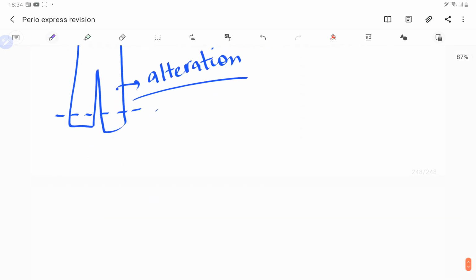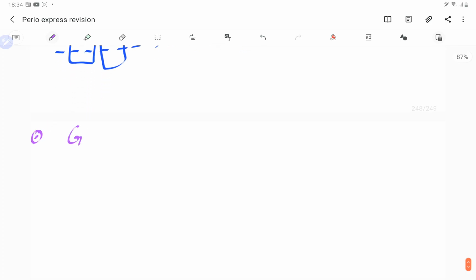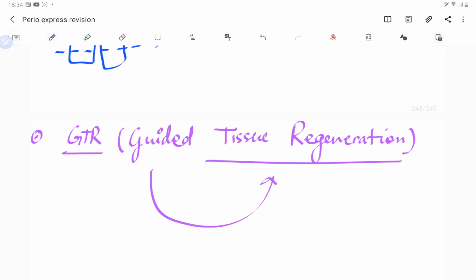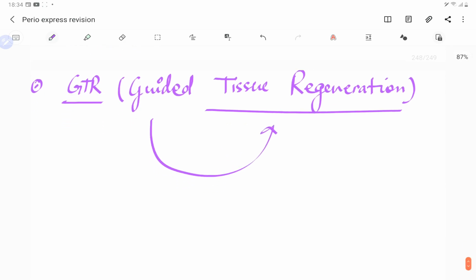Now guys, let's talk about the GTR. So what do we mean by the term GTR? Oh ma'am, this is a really complex subtopic. We don't know. We have never understood this concept. So let's simplify this as well. Guided tissue regeneration. As the name suggests, this is a regeneration of the tissue. You can see in the name itself that it is a regeneration of the tissues. But we are guiding these tissues to regenerate. So in simple terms, GTR is regeneration of the lost periodontal structure, but it is guided.